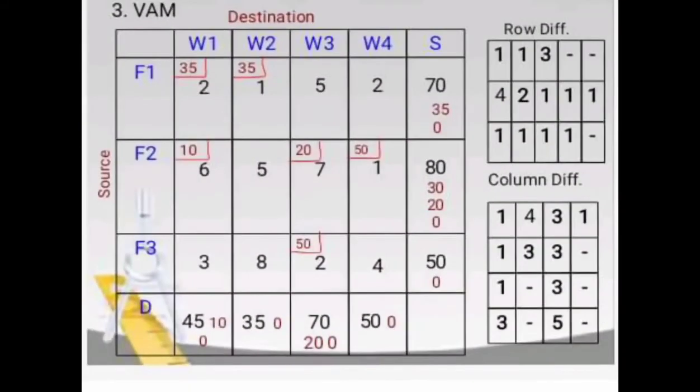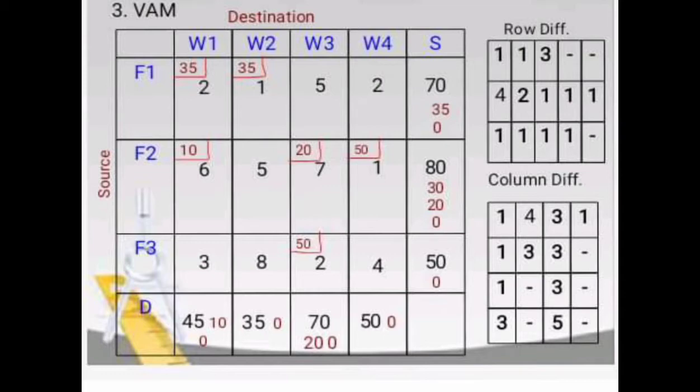And now the VAM. As we can see, we have allocated the numbers here. I will explain how I came up with these allocated numbers. We can also see the row difference and column difference. With this, we can use the VAM method.